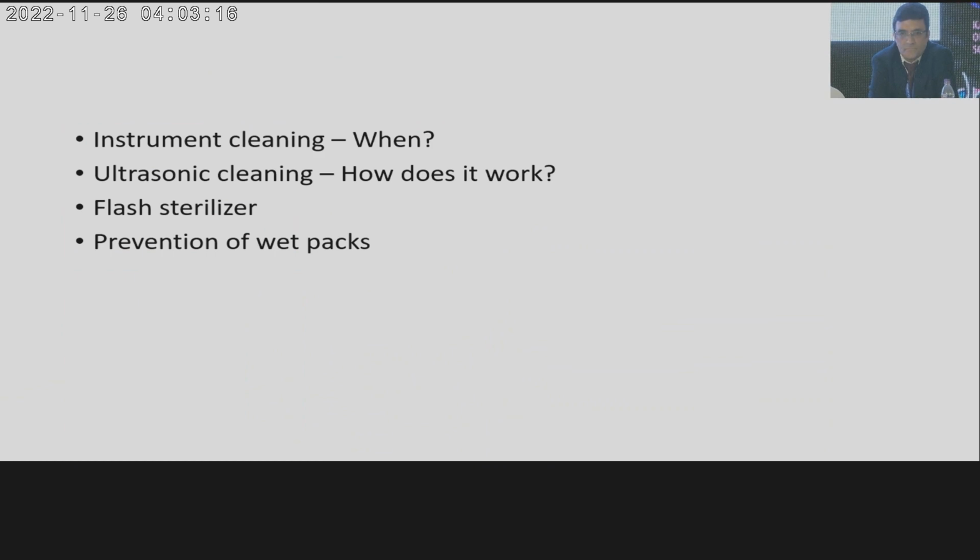Dr. Radharamanan, how will you clean the instruments? How does an ultrasonic cleaner work, and how does it work, if at all?